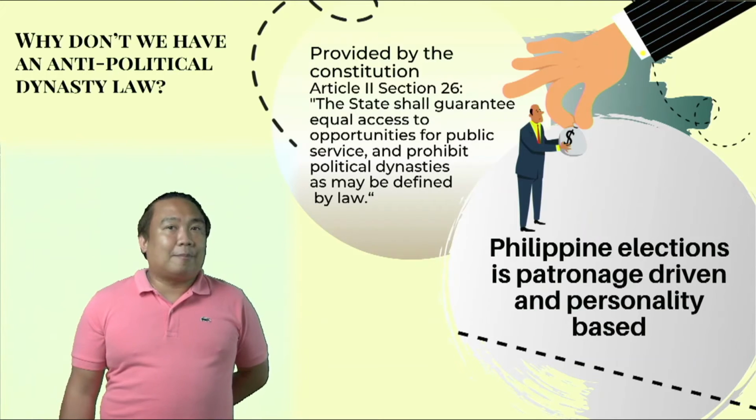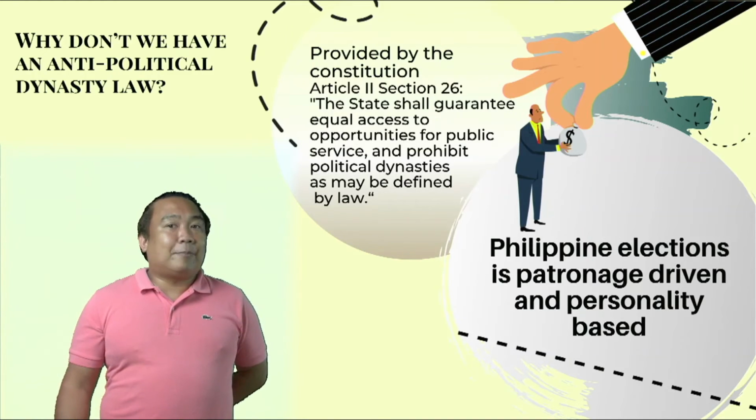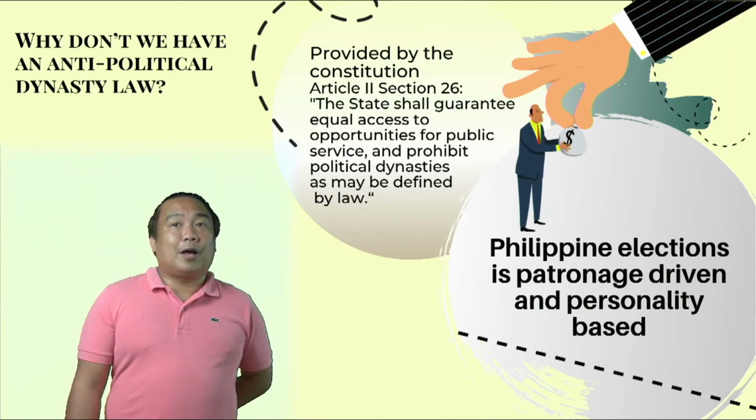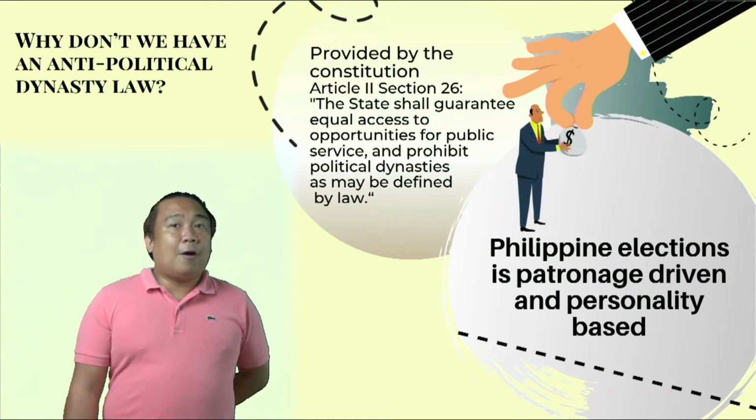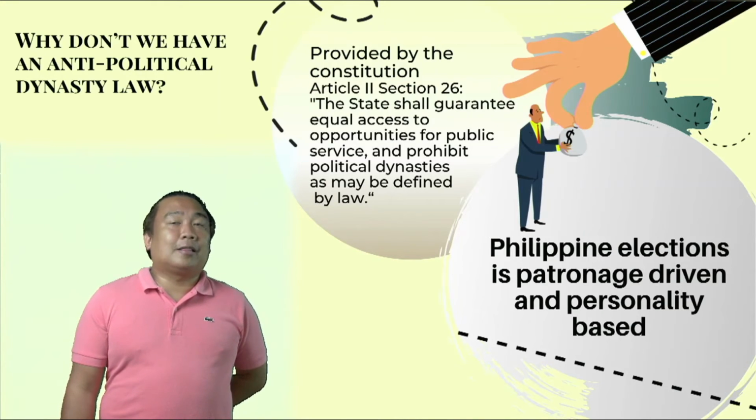Maging batas muna bago tayo magkaroon ng anti-dynasty. Itong nasa Constitution, it's not self-executory. Ibig sabihin, kailangan pa talaga na may mapasa tayong batas before natin mapagbawal itong political dynasties. However, since time immemorial, since we have had our own Congress, never have we had a chance to pass an anti-political dynasty law. Bakit?